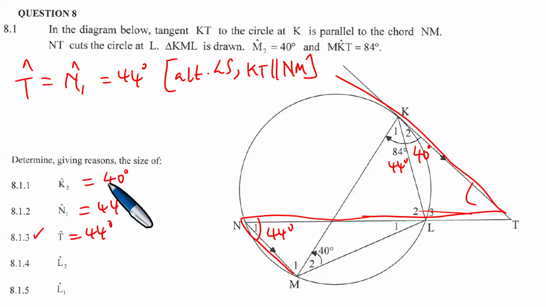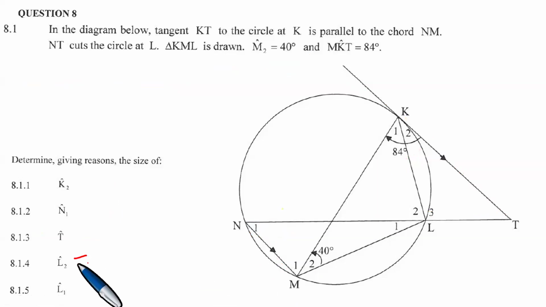Now, the next thing, let us find the angle L2. Who can find the size of the angle L2? Okay, so we need L2 now. This one, you know, is 44. This one is 40. So we were able to find this one, 44 degrees. Then what is L2 now? L is this one, and then L2 is this. But what is the size of L2?